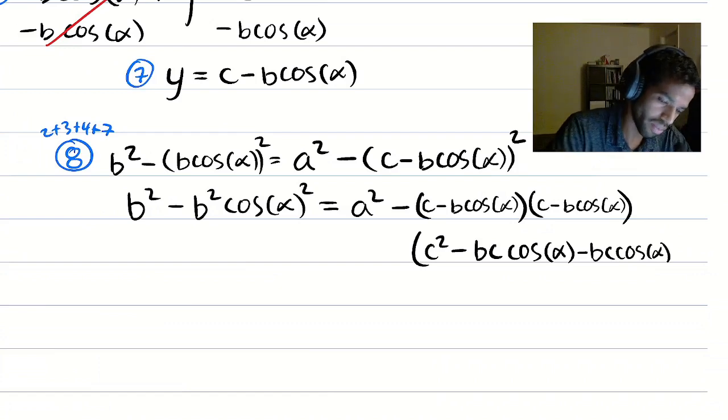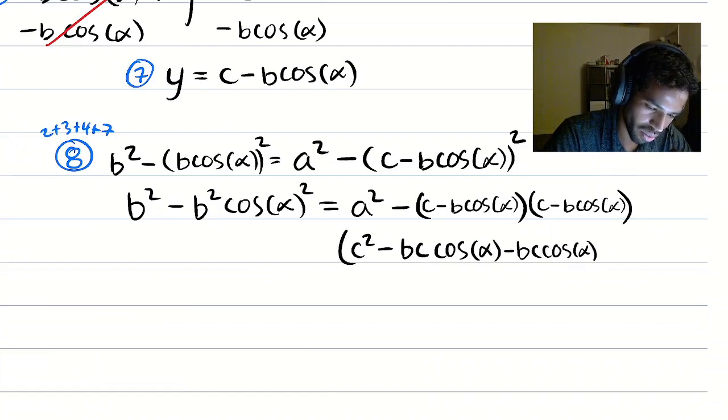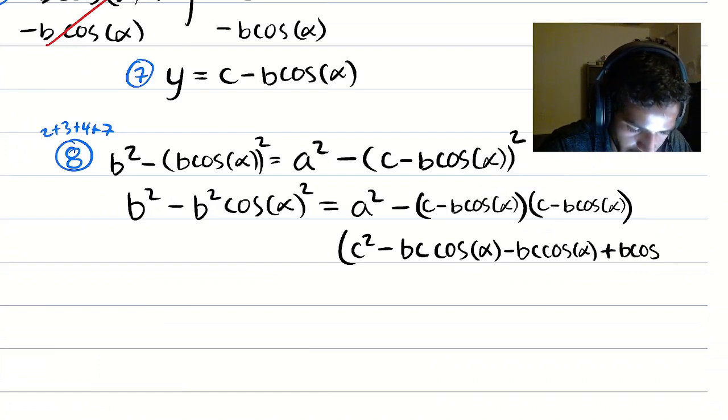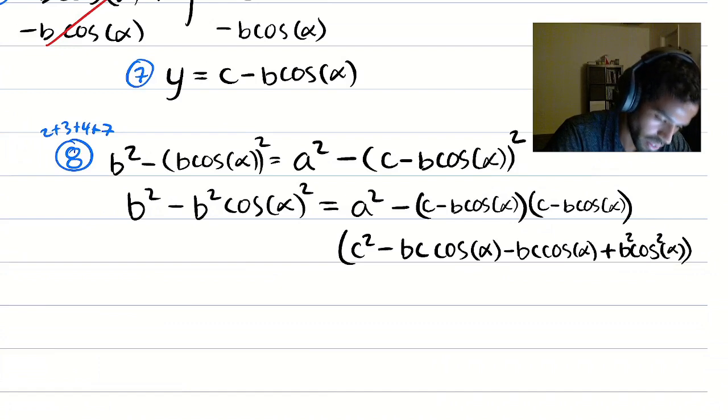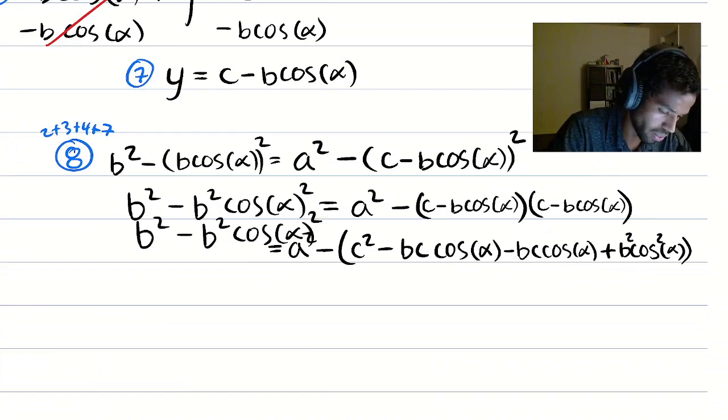And whoops, we're going to run out of room there. Move this over here. And the last numbers are b cosine alpha and b cosine alpha. So those are two negatives, so that makes a positive b squared cosine squared alpha. Okay, and we still have a negative in front here. That's this one right here. So we put an a squared over on this side, and then we just copy down the left portion of the equation.